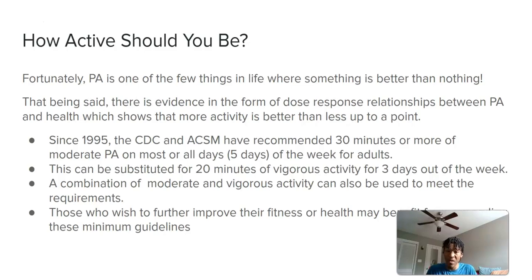This can be substituted with 20 minutes of vigorous activity for 3 days out of the week. So that's 60 minutes of vigorous activity on a weekly basis. And you can have a combination of these two different factors. It's perfectly fine to alternate or combine moderate and vigorous activity levels on a weekly basis, and you can still meet the guidelines this way as well.